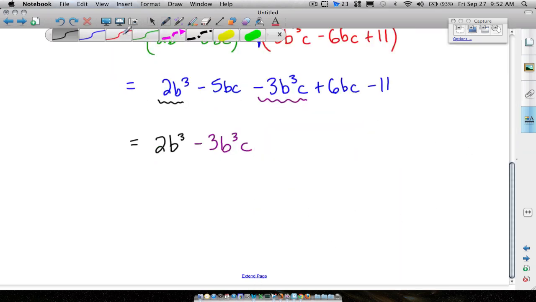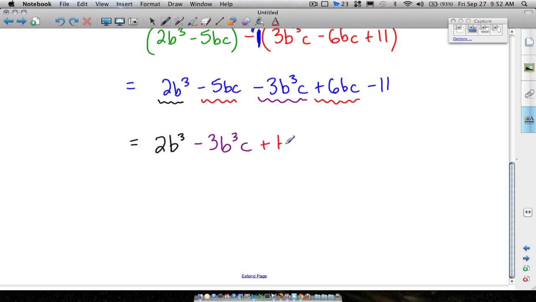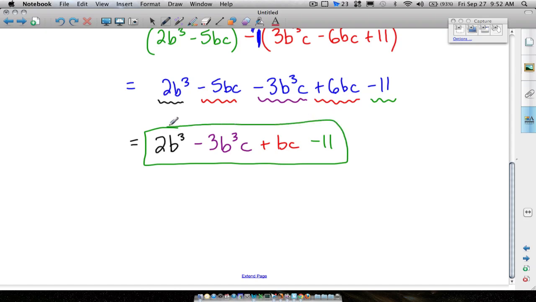All right, what else do we have? All right, now we have some like terms. Minus 5bc plus 6bc. They both have a bc in those terms. Minus 5 plus 6 is a positive 1, so we'll just say plus bc. I'm okay if you want to write a 1bc in there, but I'm going to leave that understood 1 off. And then the other piece, minus 11. There are no more constant terms up here, so that's our final answer to that problem.